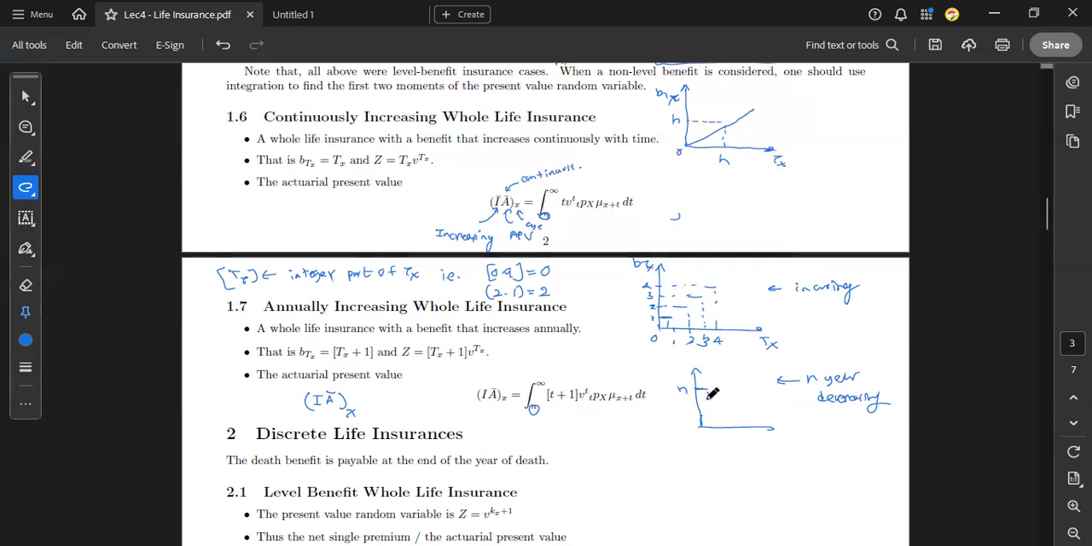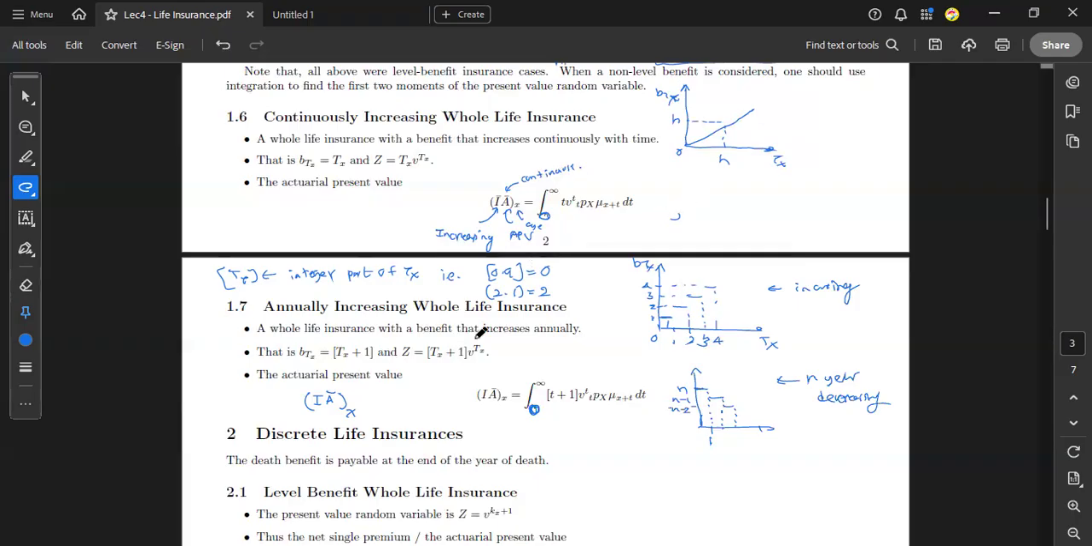So after 1 year, it is n minus 1. After 2 years, it's n minus 2. Like that, it goes to 1. So then you just need to replace this by n minus 1 and integrate it from 0 to n instead of infinity. So that's how we can define it. Even for this, it's n minus t integrating from 0 to n for the continuous case.